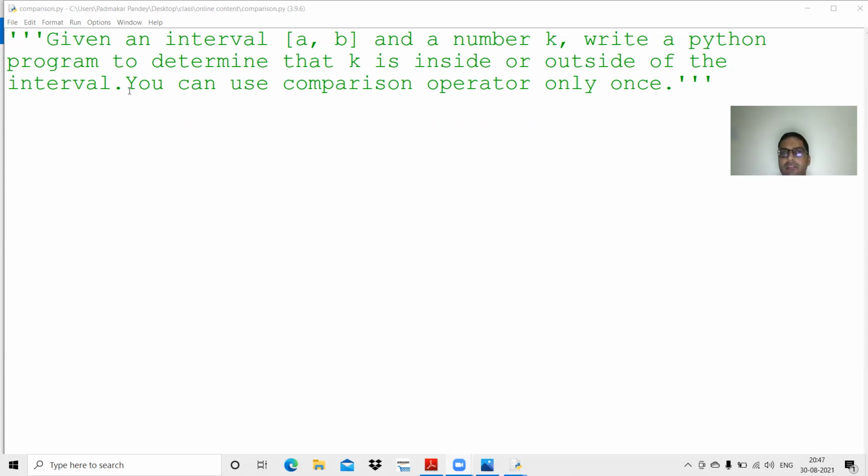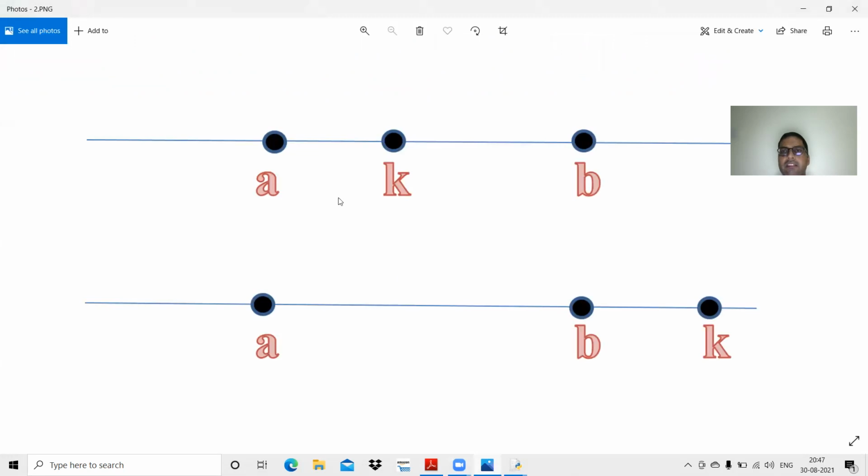So we will be solving this problem using the concept of distance. As we know, in an interval, this a is always less than b. So let us see how we can solve it. So you can see this is the interval on real number line. So there are 3 points A, B, and K.